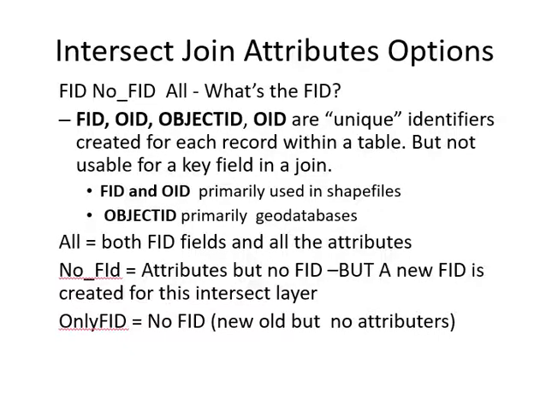When you perform an intersect, one of your options or the parameters is how to set up that join. And the drop-down menu says, do you want to use the FID, no FID, or all?